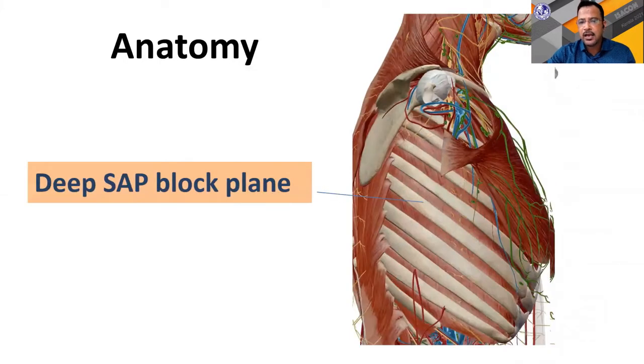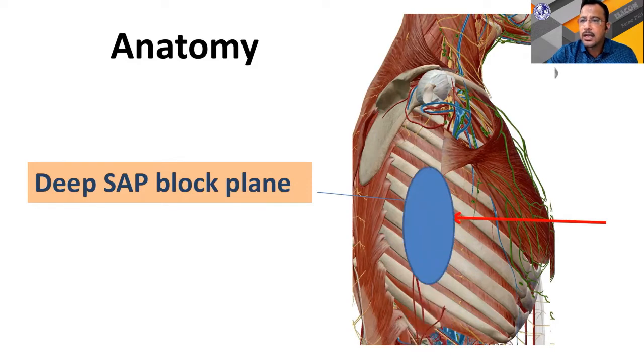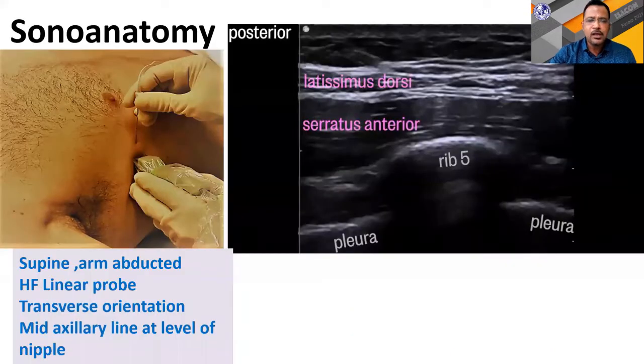If I remove the serratus anterior muscle, below it you can see the ribs and the lateral cutaneous branches of the intercostal nerve. If I bring the needle between the serratus anterior muscle and the rib and deposit the drug, it becomes a deep SAP block. Now this is the sonoanatomy.